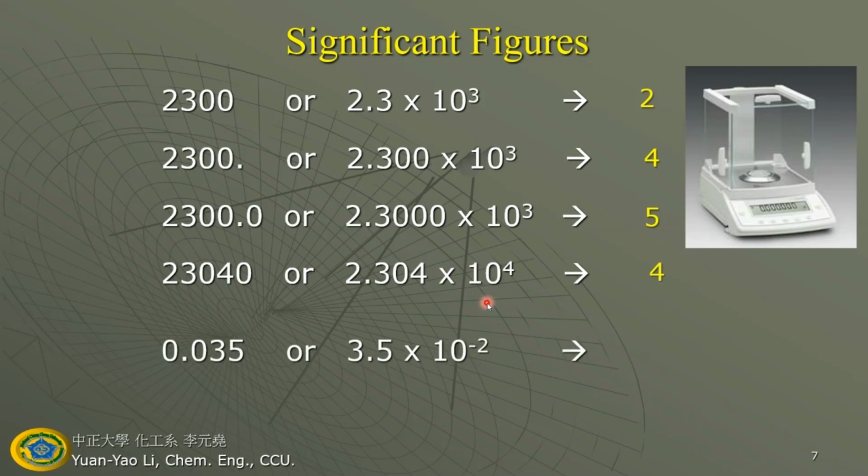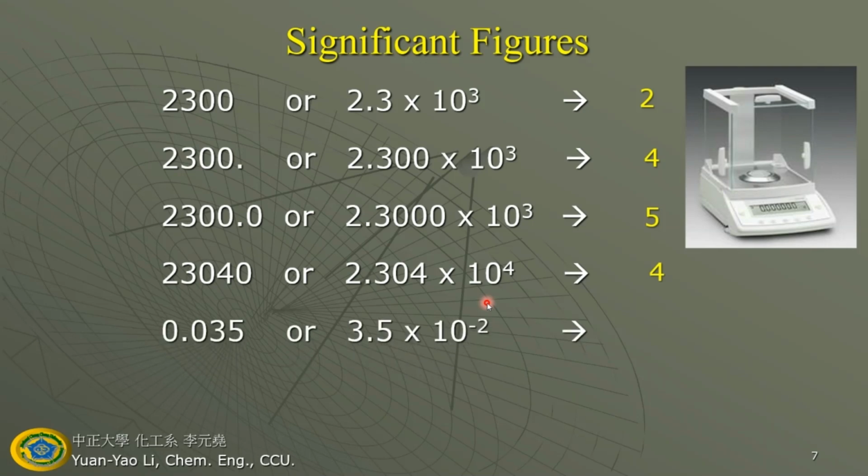How about this one? 0.0352, right? Okay, how many? How about this one? 0.03500. How many? 4, right? Okay. Are you with me so far? Yes, right? Okay, good.